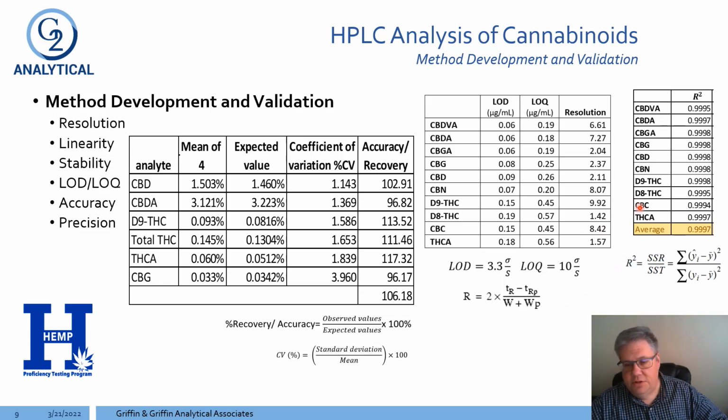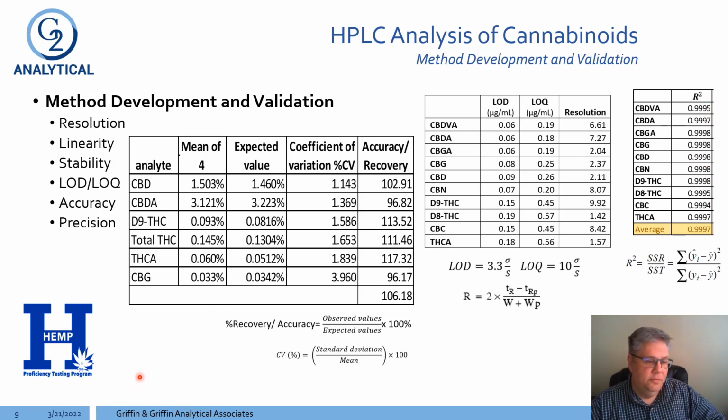The next thing we do is we check for the linearity of the method itself, and to do that we basically make a bunch of calibration curves over the period of a month, and we check their R squareds, and as you can see here, all of our R squareds are greater than three nines.